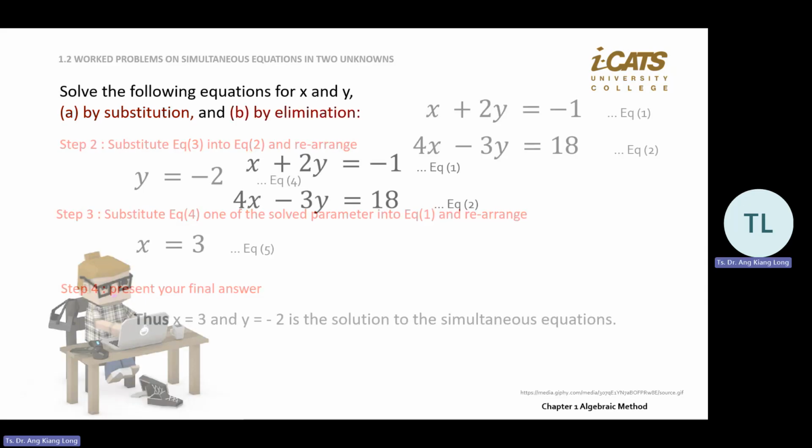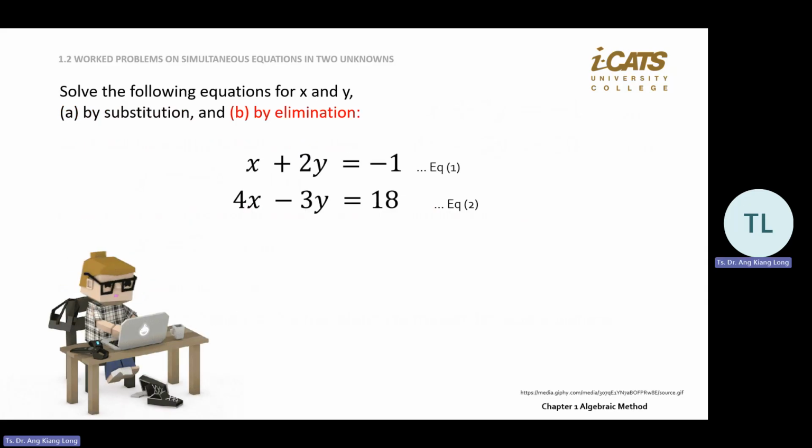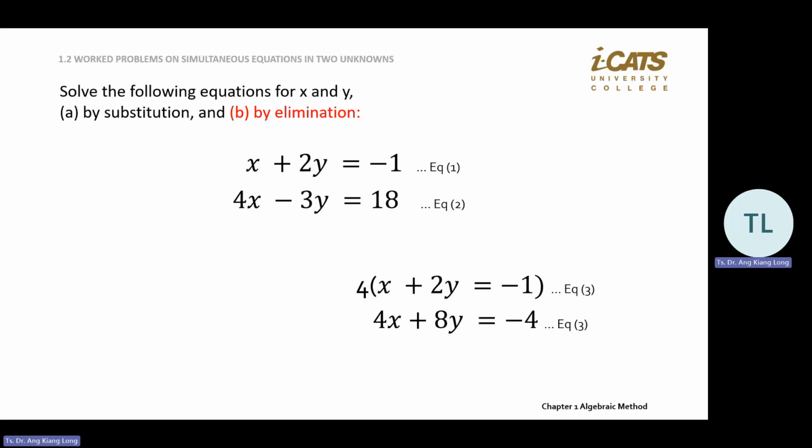Okay, no problem. Now elimination. This one has a bit more steps. Same equations as just now. Equation 1: x plus 2y equals minus 1. Equation 2: 4x minus 3y equals 18. So how does elimination work? Elimination means you want to remove one of the unknowns. How do you remove one of the unknowns?